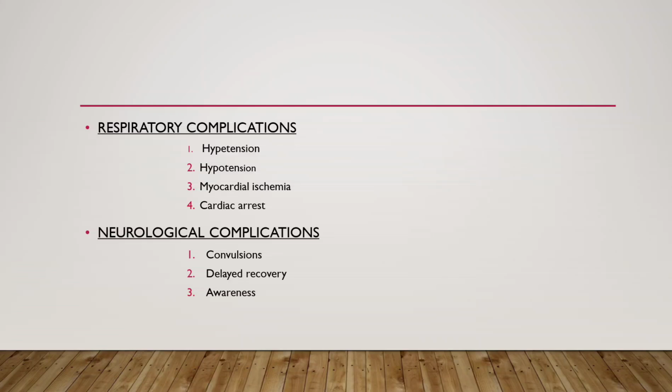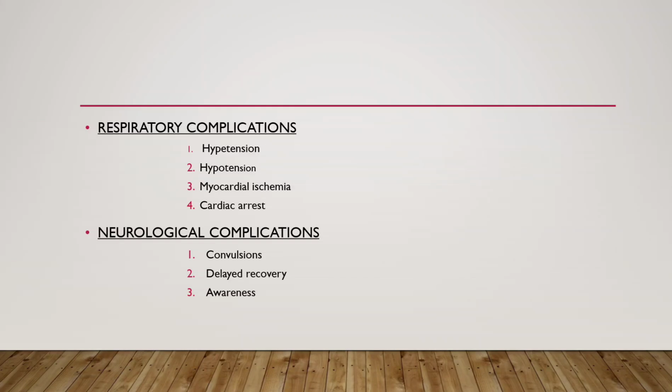The next one is neurological complications. The main neurological complications are convulsion, delayed recovery, and awareness. Convulsions may occur due to hypoxia, drugs like local anesthetics, methotrexate, enflurane, sevoflurane, and atracurium or cisatracurium, and cerebrovascular accidents. The treatment is to maintain the airway and give anticonvulsants.